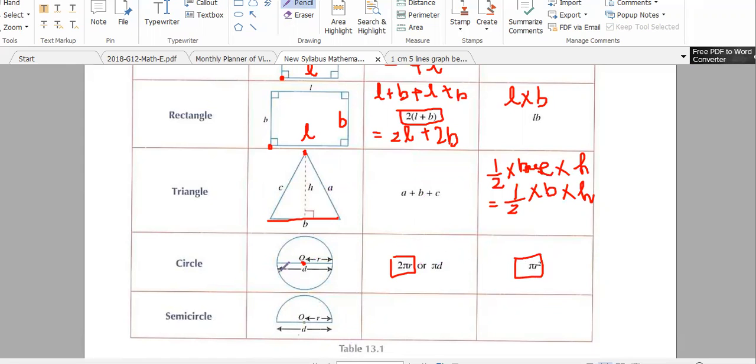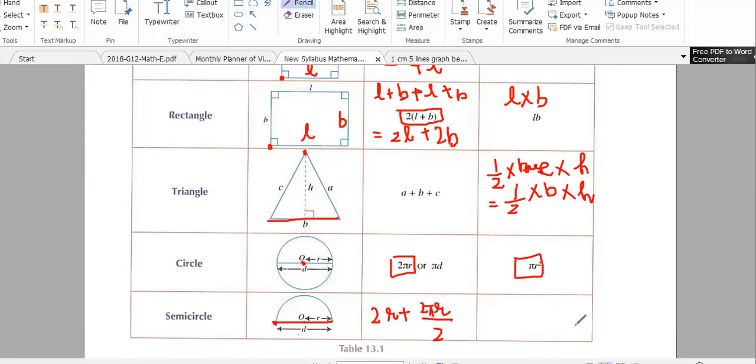Okay, next, if we cut this circle in two pieces, one piece is called a semicircle. So to find the perimeter of the semicircle, if this is the starting point, this is actually D or 2R, and this arc is half of the circle. So it will be 2 pi r divided by 2. So this is the total perimeter of the semicircle.